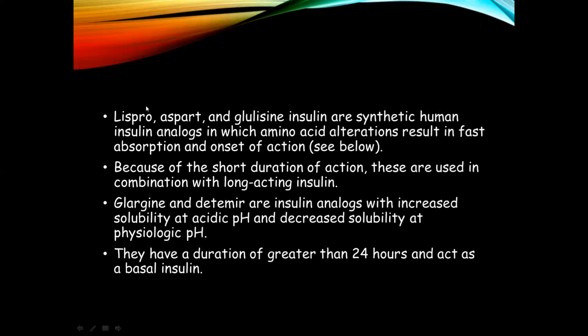So under insulin regimens, we have lispro, aspart, and glulisine. These are synthetic human insulin analogs in which amino acid alterations result in fast absorption and onset of action. Because of the short duration of action, these are used in combination with long-acting insulin. And I've got glargine and detemir. These are insulin analogs with increased solubility at acidic pH and decreased solubility at physiologic pH. They have a duration of greater than 24 hours and act as a basal insulin. So basically, lispro, aspart and glulisine are short-acting. Glargine and detemir are long-acting.